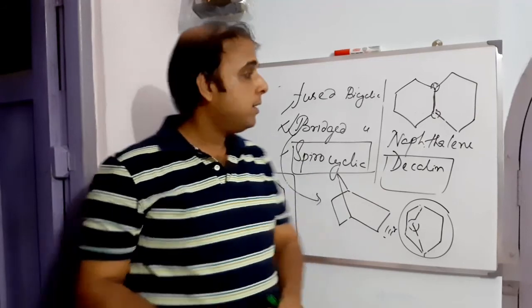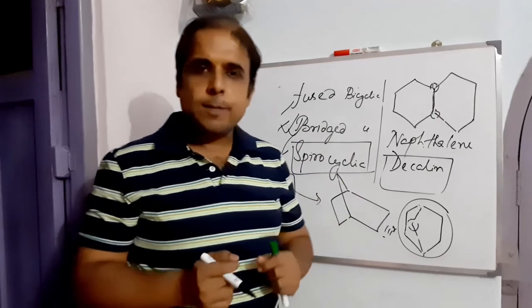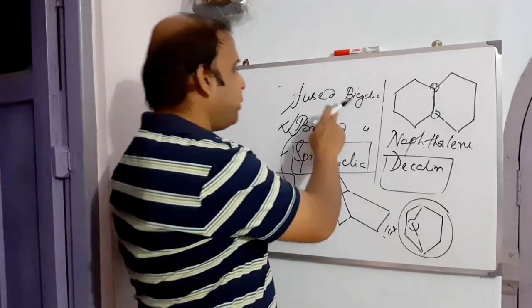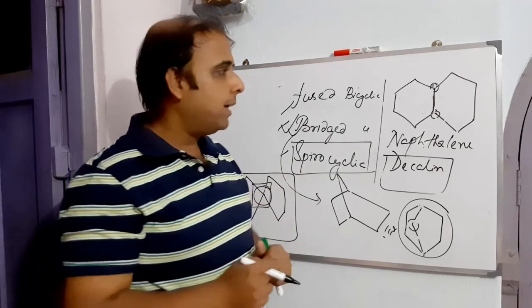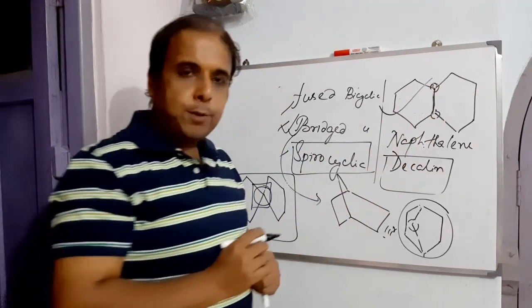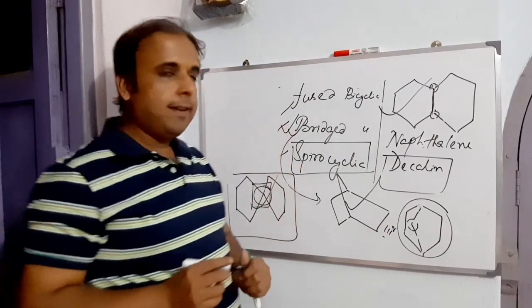Got my point, right? So this is how we can categorize the bicyclic system: the fused one, the bridged one, and then the spirocyclic one. Example for fused, example for bridged, and example for this spirocyclic, right?